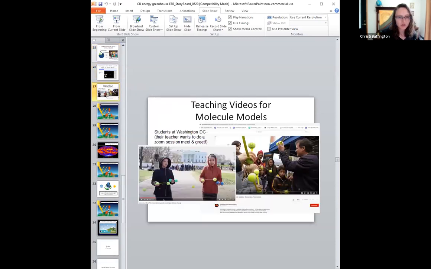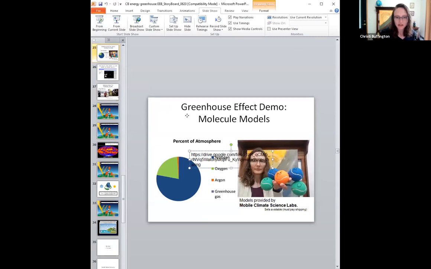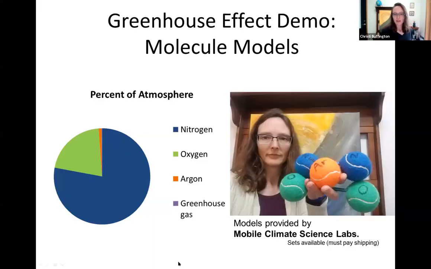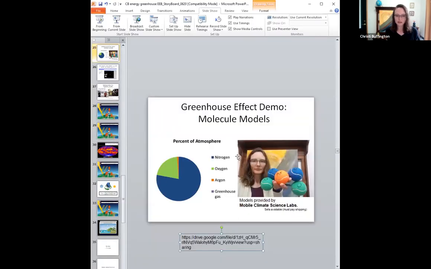So what I'm going to show you are some demonstrations of things that you can use with your students. Here we have the percent of the atmosphere is 78% nitrogen, about 22% oxygen, only 1% argon, and the rest, a tiny sliver in here, are greenhouse gases. And that tiny sliver is really what's causing our greenhouse effect. So I have this picture here of some balls, and I will stop sharing.